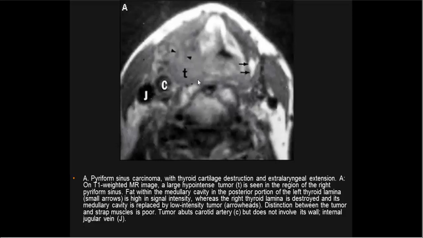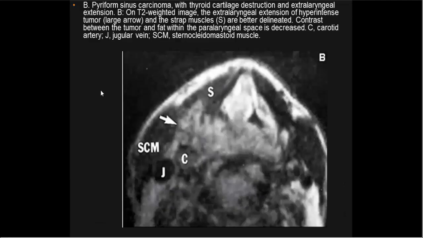Distinction between tumor and strap muscle is poor. The strap muscle and this tumor, here where we would find fat, no distinction. Tumor abuts the carotid artery, does not involve its wall; this is the internal jugular vein.